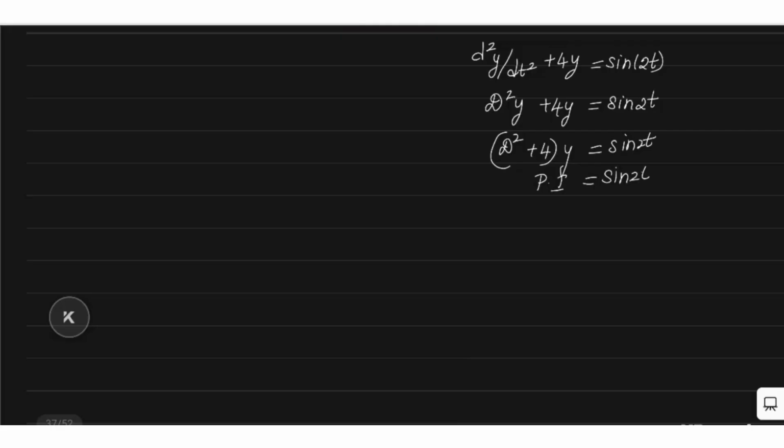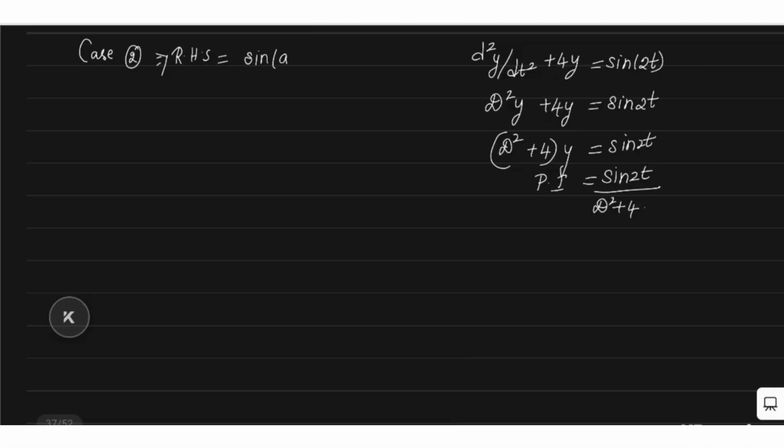Like previously, first you'll substitute d by dt as capital D. So it will be D square y plus 4y is equal to sine 2t. Next step, you'll take y common outside. So the particular integral is nothing but sine 2t divided by D square plus 4.